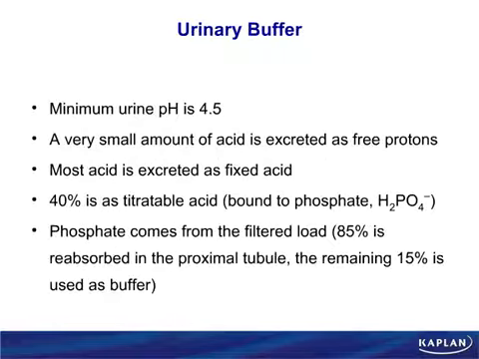Urinary buffers. The exam likes to ask about excretion of acid. Only a very small amount of acid is excreted as free protons. The minimum urine pH is 4.5; you cannot get the urine pH less than that. So that's a very small amount of the total acid you excrete. Your body produces a high amount of acid every day, and you have to excrete that acid. 40% of the acid you produce is excreted as titratable acid. Titratable means bound to phosphate. This phosphate comes from your diet and from the phosphate that is filtered.